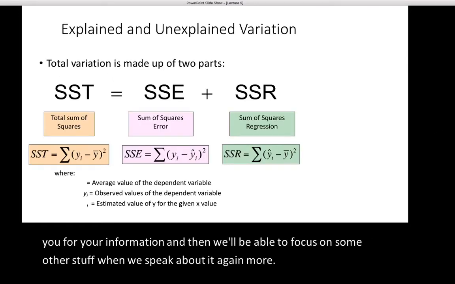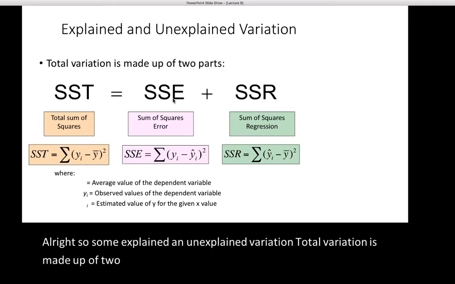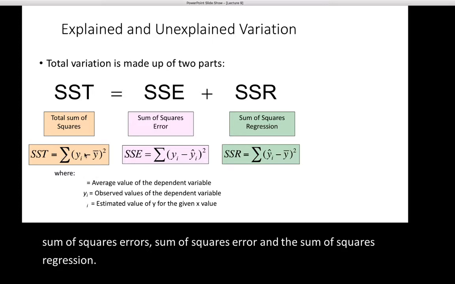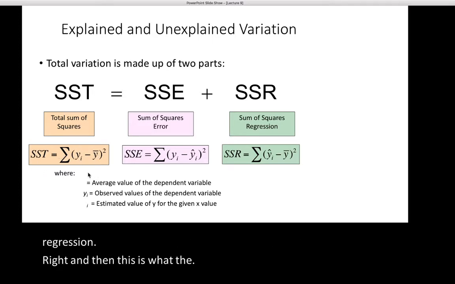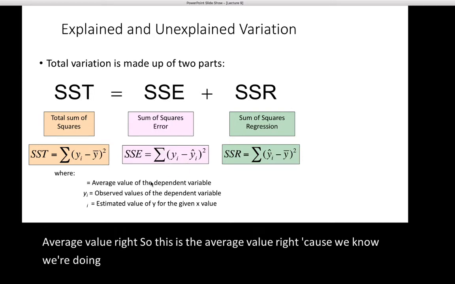All right, so some explained and unexplained variation. Total variation is made up of two parts. The total sum of squares is equal to the sum of squares error and the sum of squares regression, right? And then this is what the formulas look like. So this is the average value, right? Because we know we're doing the sum, we're taking the difference and squaring it.